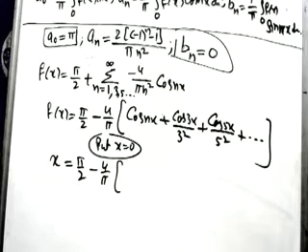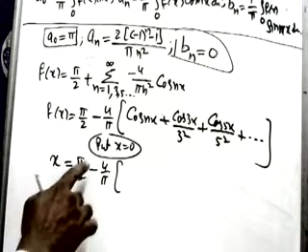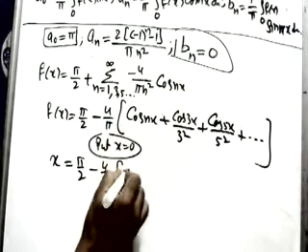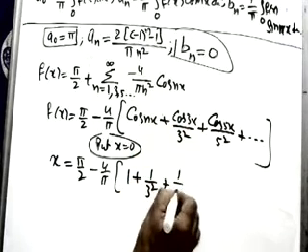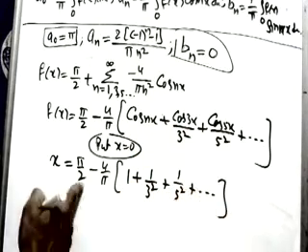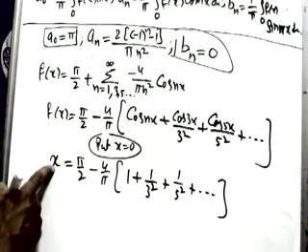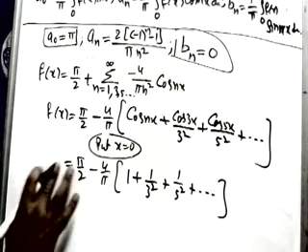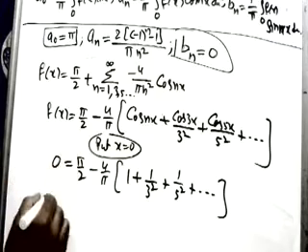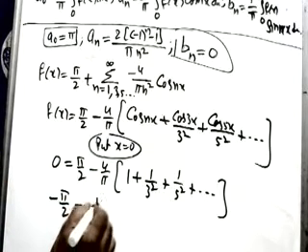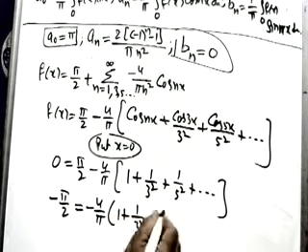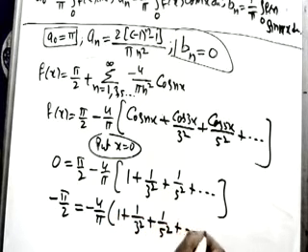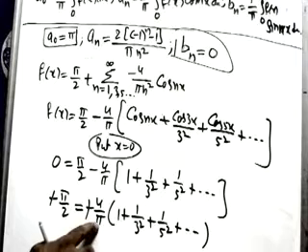Here you are left with, watch carefully, cos 0, this will become 1, cos 3 into 0, cos 0, 1 by 3 square plus 1 by 5 square plus so on. So this is 0 now, f of x, x is 0 because we put x equals 0, so this is 0. Bring this, it will be minus pi by 2 equals minus 4 by pi into 1 plus 1 by 3 square plus 1 by 5 square plus so on.